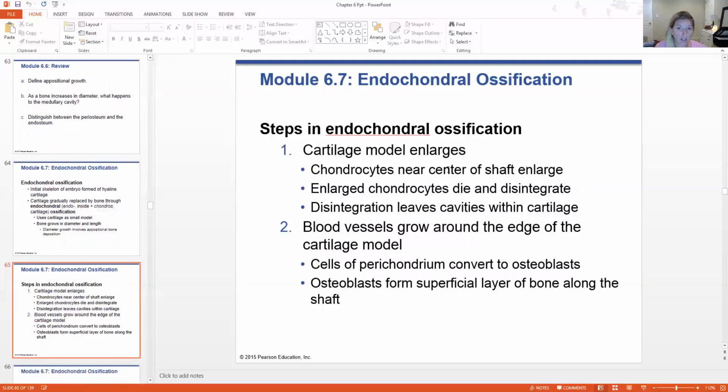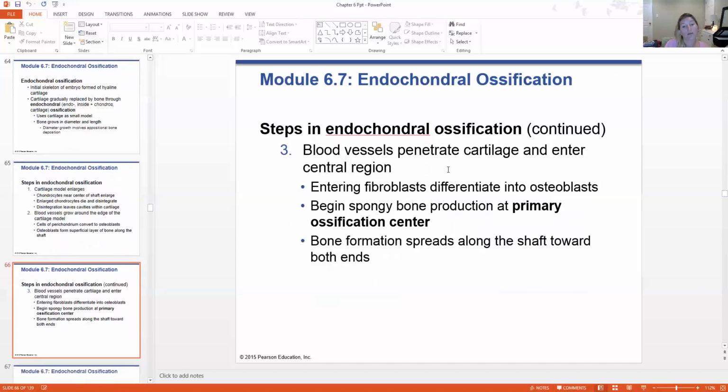So in endochondral ossification, you have to have your cartilage model first. The cartilage model will get bigger, and chondrocytes will get bigger as well. Then eventually the chondrocytes will begin to die off, and that will basically leave the cavity empty. And so blood vessels will grow around this cartilage model, and a perichondrium will begin to convert some of those superficial cells into osteoblasts. Now these osteoblasts will form a very superficial layer of bone, typically along the shaft of the cartilage.